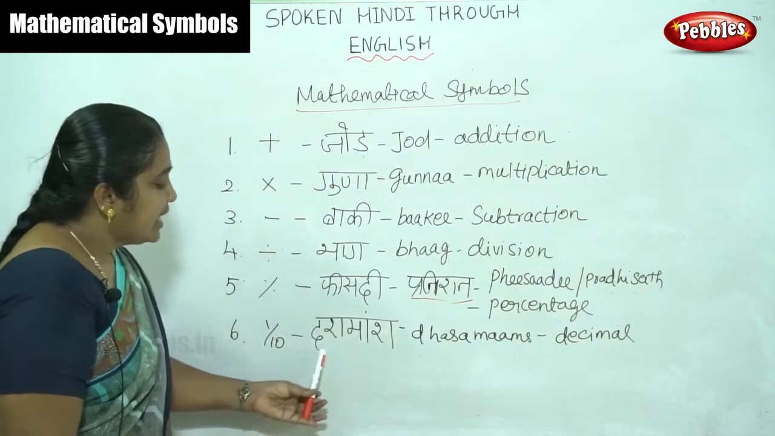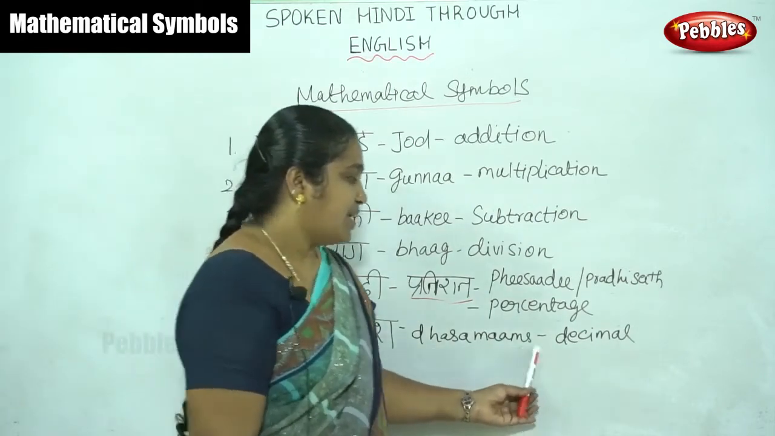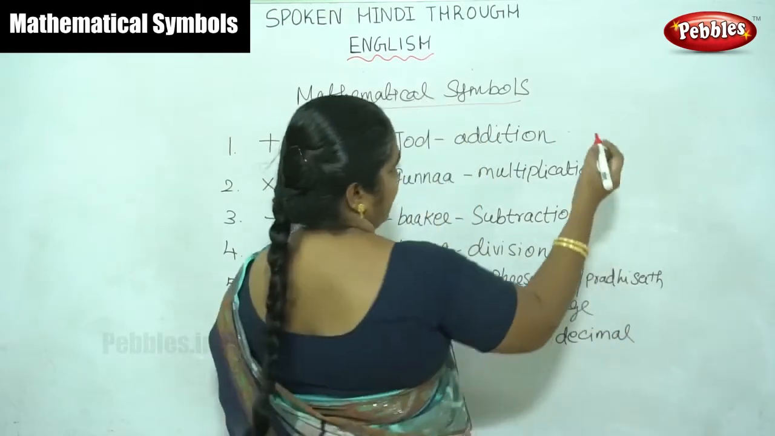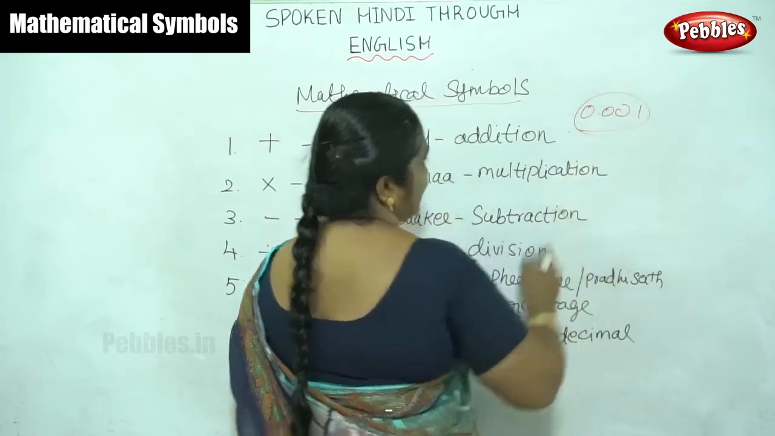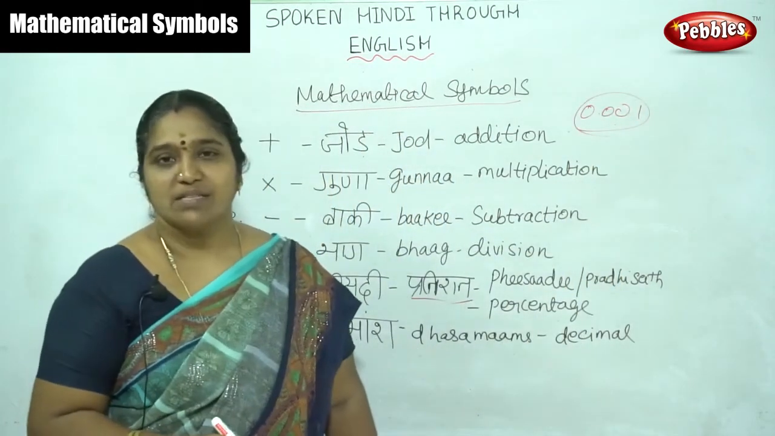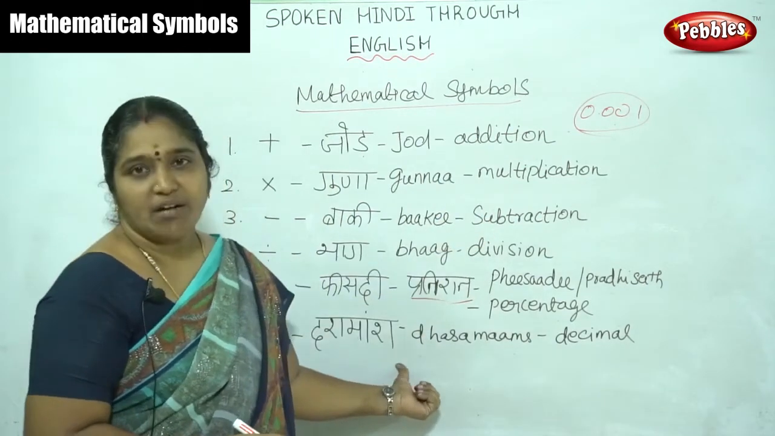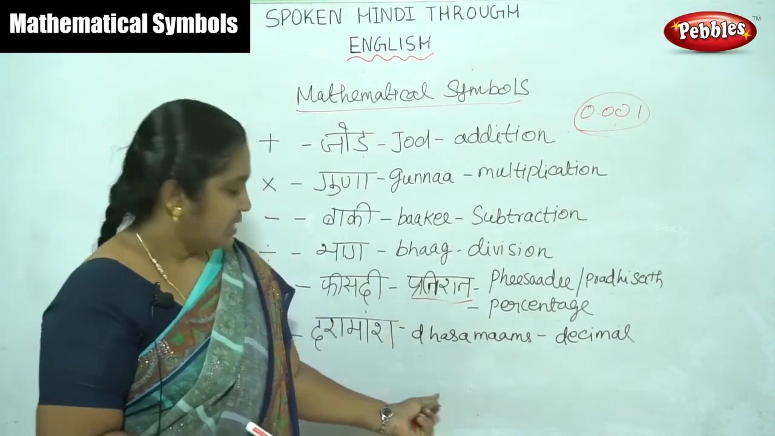Then the last one is 1 by 10. 1 by 10 is dasams. Dasams means decimal form. We can see here 0.001. This is called a decimal number. In Hindi we call it dasams.